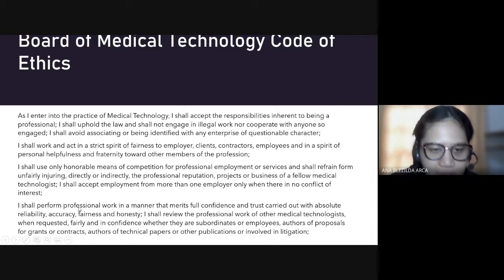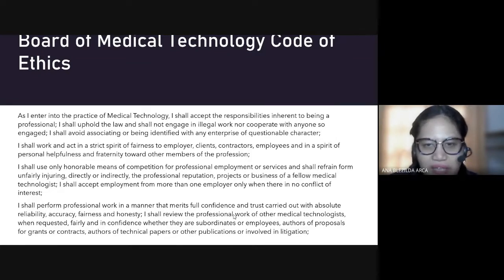So, I shall perform professional work in a manner that merits full confidence and trust carried out with absolute reliability, accuracy, fairness, and honesty. I shall review the professional work of other medical technologists when requested. Ito yung napaka-importante. I shall review the professional work of other medical technologists when requested. Ibig sabihin noon, hindi mo pwedeng pakialaman yung trabaho ng iba. Except kung lumapit sa'yo. Okay?